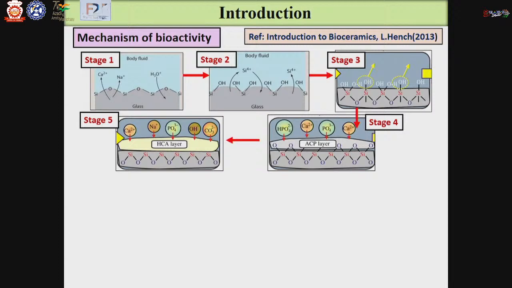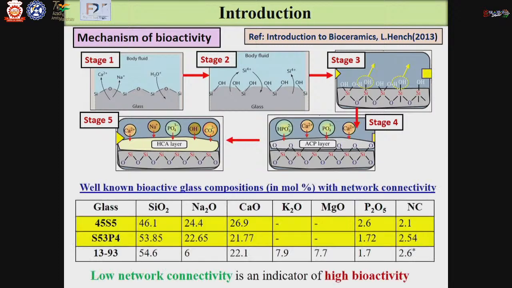Now if you look at the mechanism of bioactivity, it happens through 5 stages. It ultimately leads to the formation of a hydroxycarbonate apatite layer, which is the mineral composition of our bone, and it leads to the formation of a bond with the host tissue. These are the common bioactive glass compositions, mainly based on the silicate system. Silica is the major network former here, and one important parameter is network connectivity, meaning the number of bridging oxygen atoms per network former unit. If it is less, the network is weaker and water can easily attack the network, and it will show high or faster bioactivity.